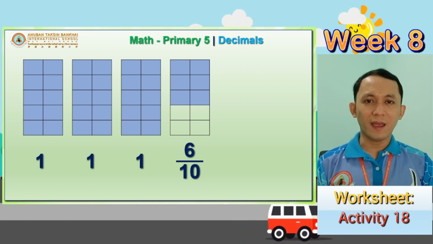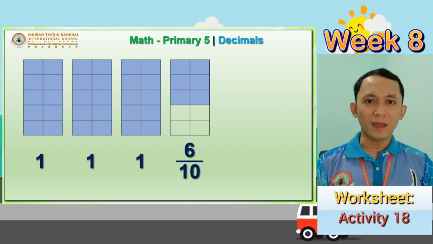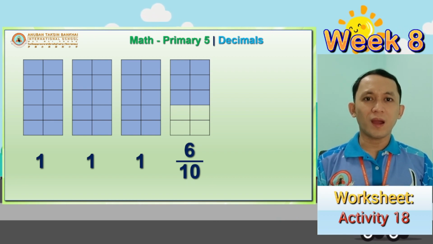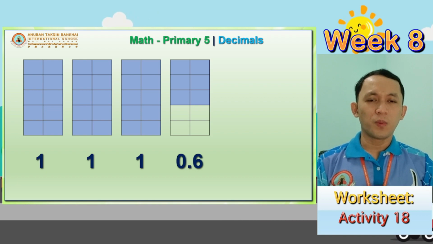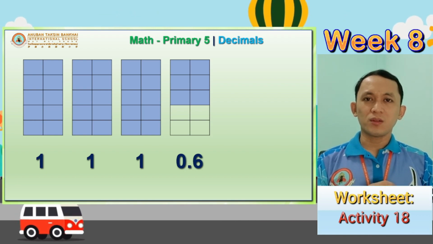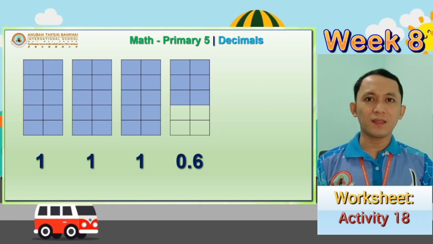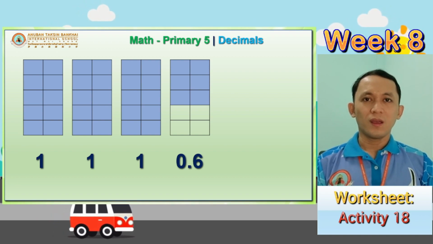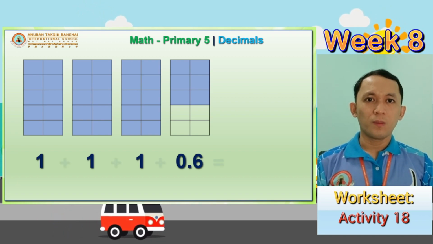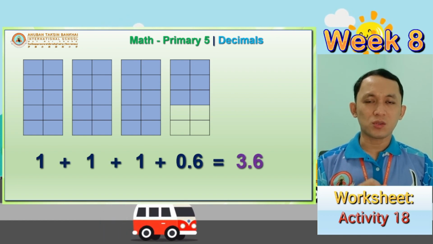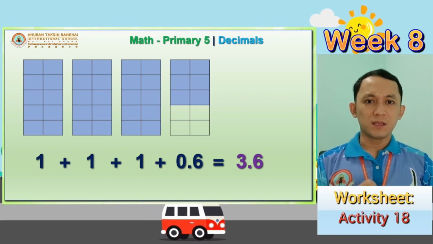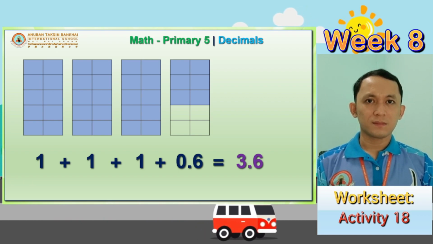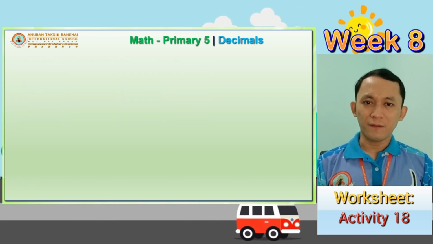Now, with the fourth rectangle, we have 6 over 10. If we are going to change this into a decimal number, we write it as 0.6. Okay, so now if we're going to add these fractions and write them as decimals, therefore we have 1 plus 1 plus 1 plus 0.6, that is equal to 3.6. Okay, now let's have another example.